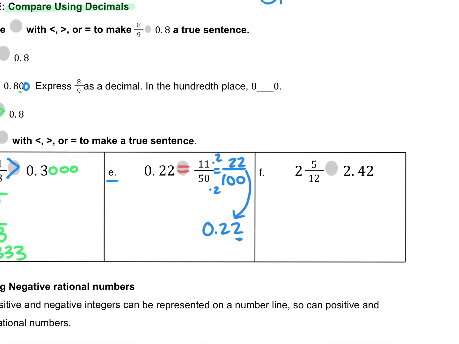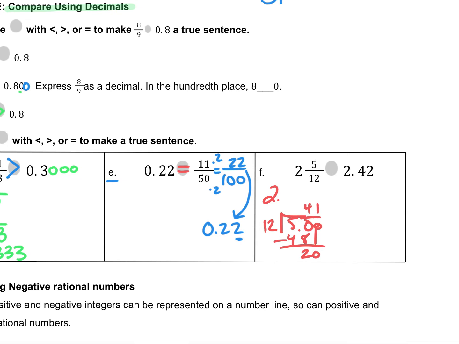One more for this one. I'm probably going to change to a decimal. So I'm going to do 2, I know it's 2 point something. I'm going to do 5 divided by 12. And so 12 goes into 50 4 times for 48. 2 left over. I bring this down. It goes in there once.